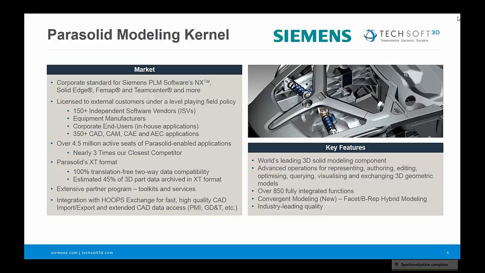It is the leading 3D modeling component out there. Some of the operations that we do, we allow authoring, editing, optimizing, querying, visualizing of the 3D data. There are over 850 functions in Parasolid at this point. And we've just announced and released with our 28.1 release of Parasolid our convergent modeling, which is really bringing the two worlds of facet modeling and BREP modeling together. We're very excited about this capability as well.